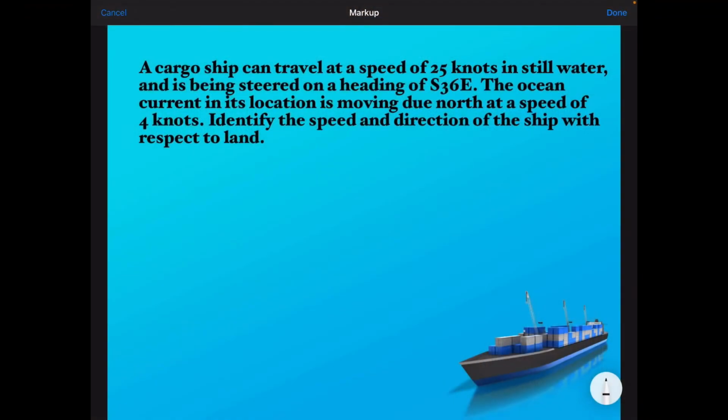A cargo ship can travel at a speed of 25 knots in still water and is being steered on a heading of south 36 degrees east. The ocean current in its location is moving due north at a speed of 4 knots. Identify the speed and direction of the ship with respect to land.